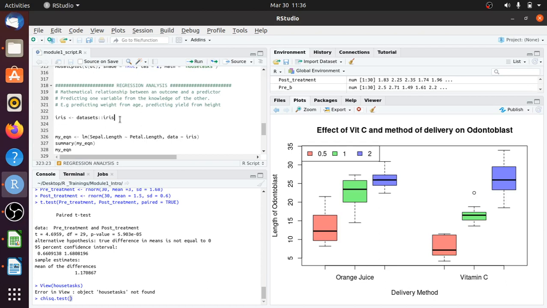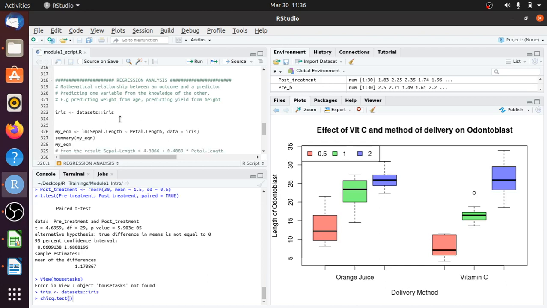Now I want to read in the data set iris. Here we look at three flowering plants, their sepal length, sepal width, petal length, and petal width. I've loaded in my iris. Let's see the summary of iris.